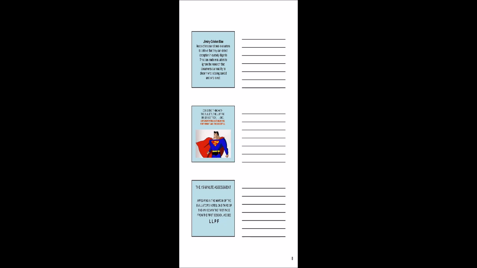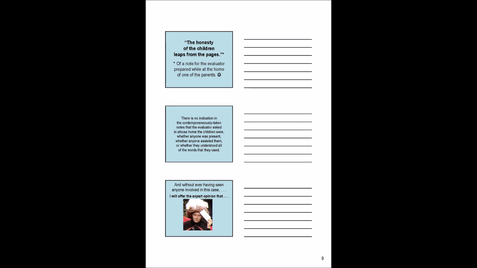This is from an actual report. The honesty of the children leaps from the pages. The problem is the evaluator doesn't know, found out at trial, I think, that the note was written by the children with one of the parents assisting them in preparing the note. And there's no indication that the evaluator even asked, you know, when did you guys write this note, where, and so on and so forth.